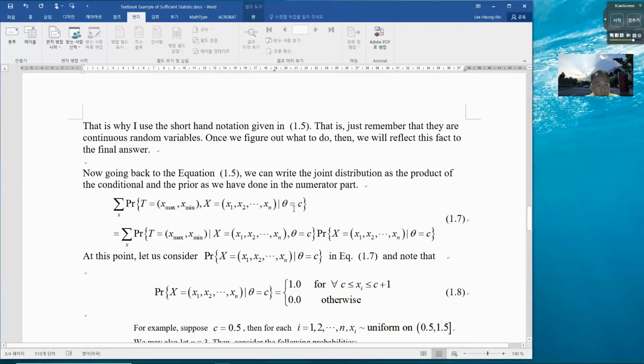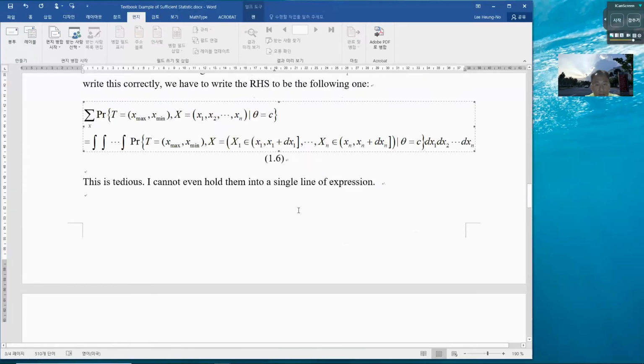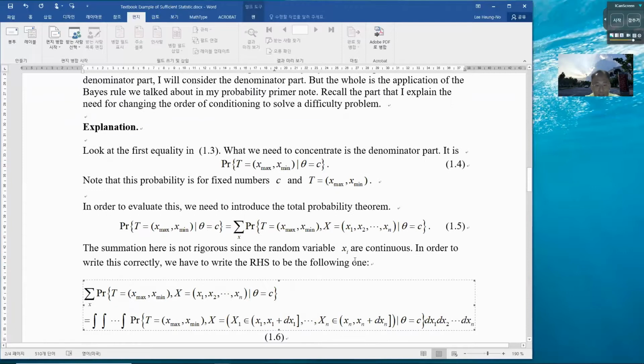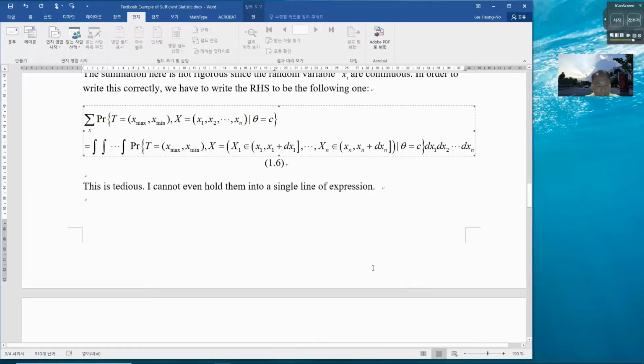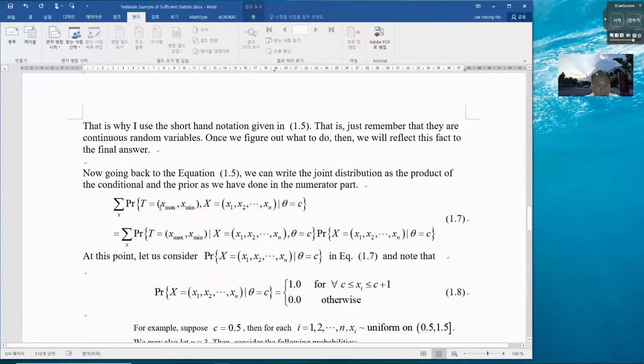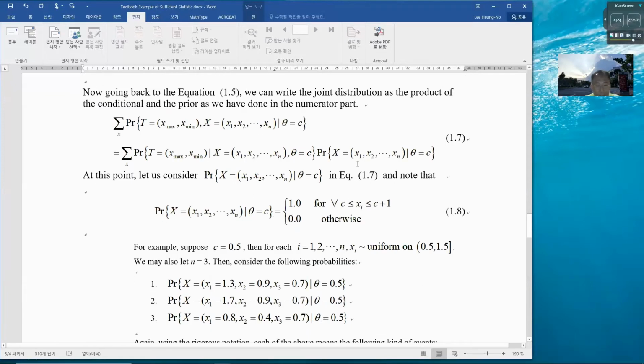So now going back to equation 1.5, this one, right? Let's move on. That one is equal to this one by conditioning on x, right? And we consider this part and this part separately, okay? So at this point, let us consider the second part, which is this one.